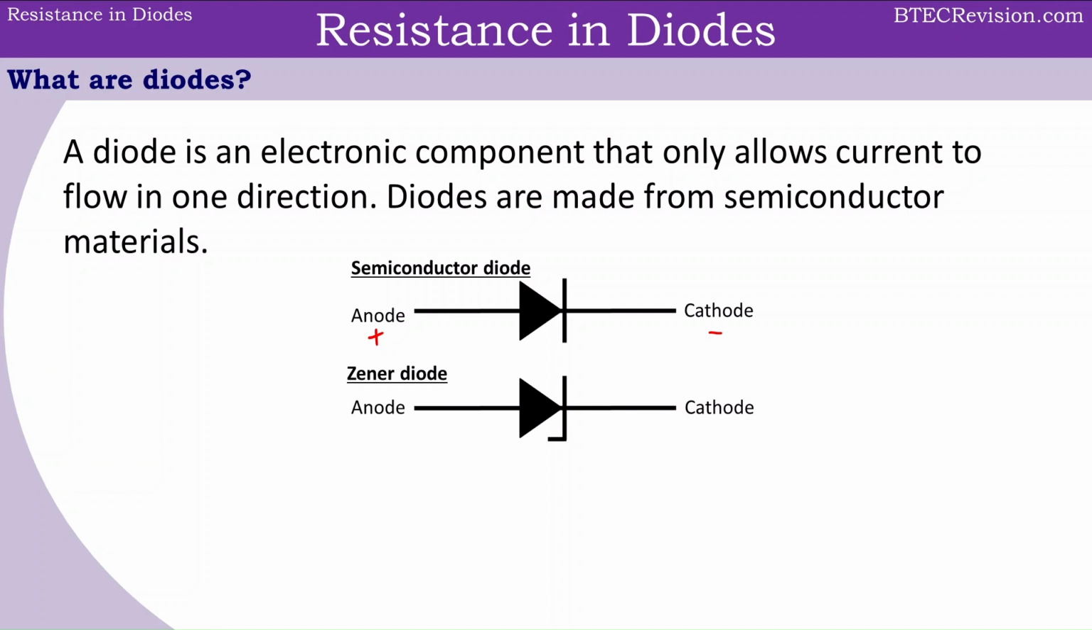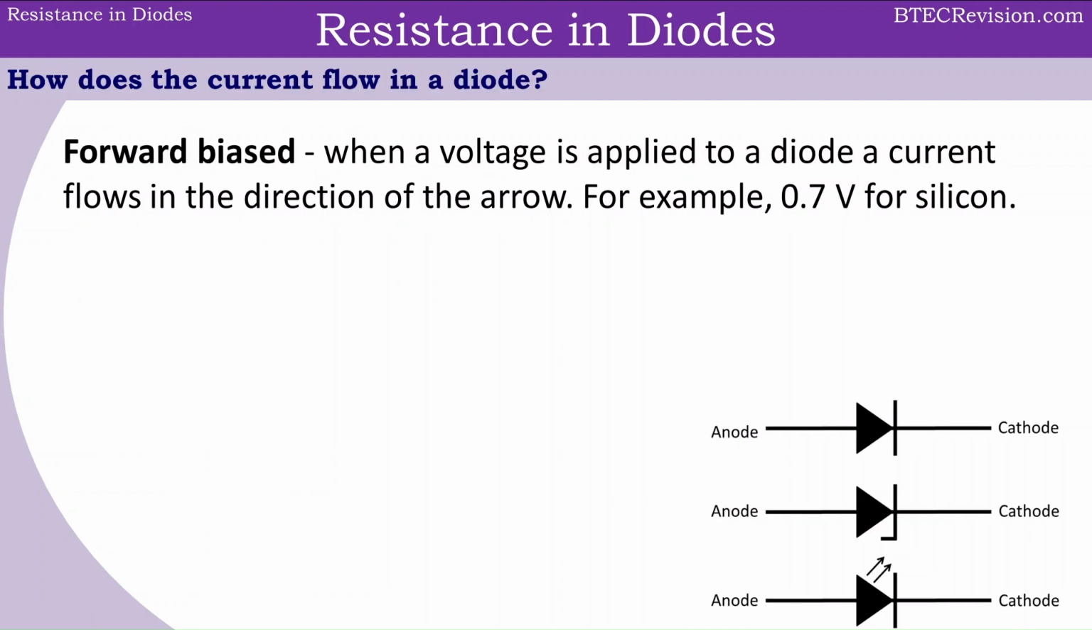We also have something called a Zener diode, and we can see the symbol is similar with an extra line at the bottom there, and a light emitting diode, which is similar to the semiconductor diode. It has two lines coming out, therefore representing light being emitted.